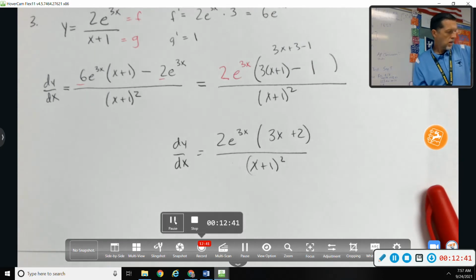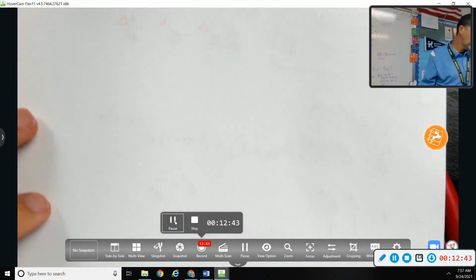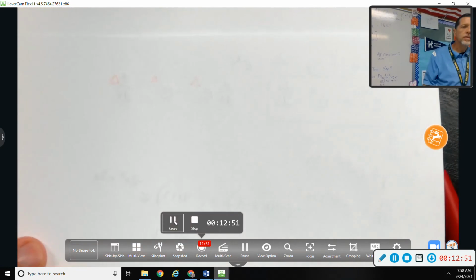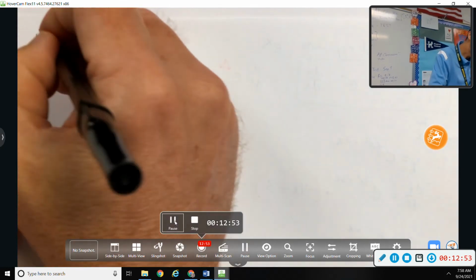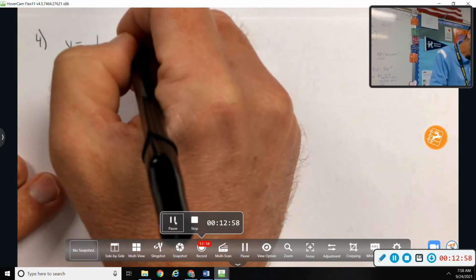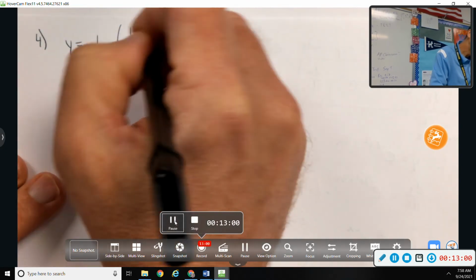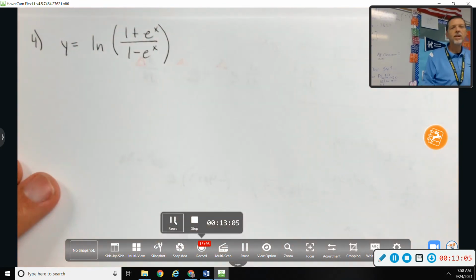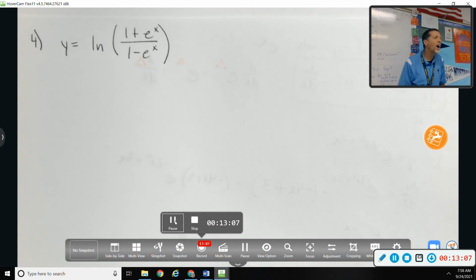All right, let's do one more example, and then we'll do one from the homework together, just to get us started. So example number 4. y equals natural log of 1 plus e to the x over 1 minus e to the x. Why? Tell me some rules that you see before we do anything. Just tell me some things that we have to know to work that problem.